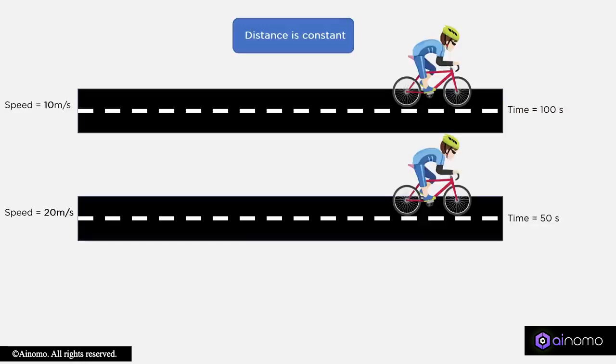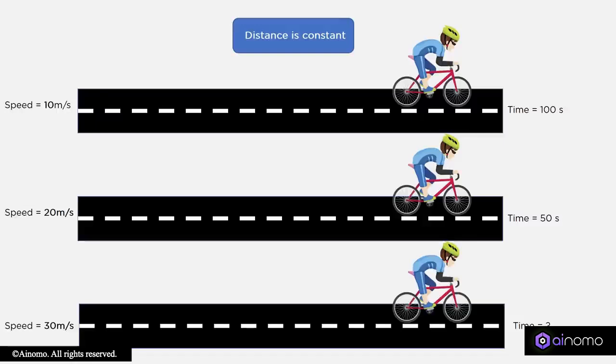Since he's going twice the speed, we can guess that he'll cover the distance in about half the time, 50 seconds. And of course you could probably guess on the third one, 100 divided by 30, since he's going 3 times the speed, you could easily guess that this is 33.333 seconds time.